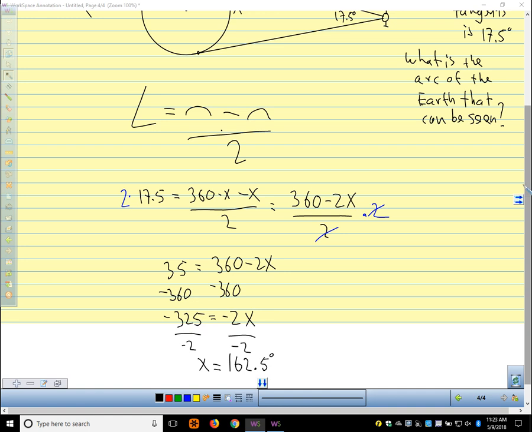This one is a good one to have written down in your notes because something very much like this does show up on your test. All right, questions?